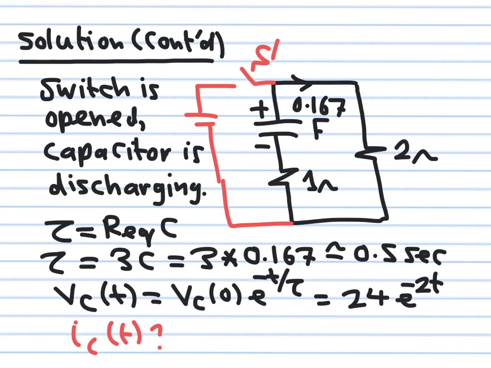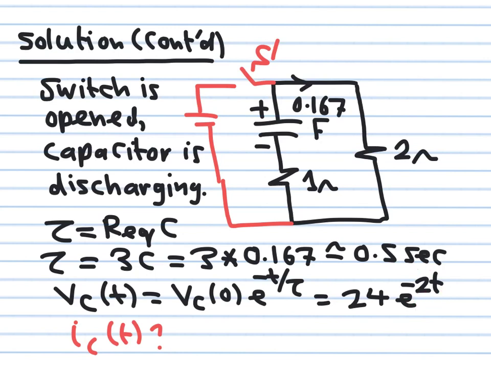So the expression for the capacitor voltage, and here I'm using the same knowledge I learned from the first example, is going to be VC of 0 e to the minus t over tau. VC of 0 is 24. We start with 24. And if you put 1 over tau, 1 over 0.5 will give you 2. This is e to the minus 2t.